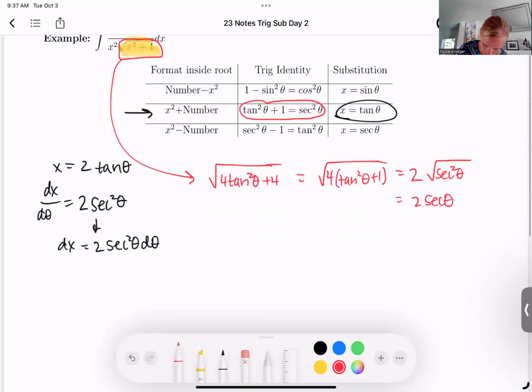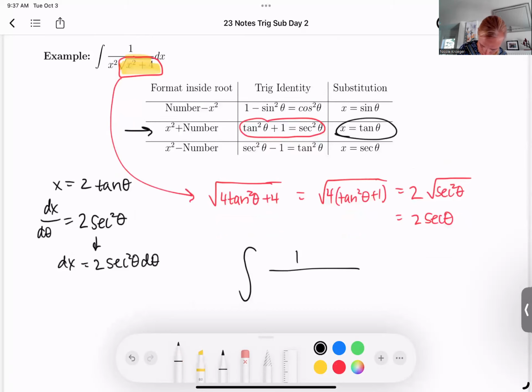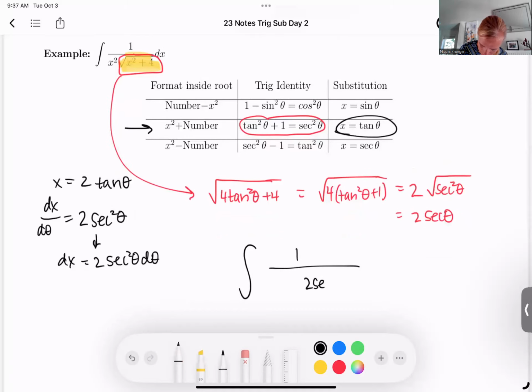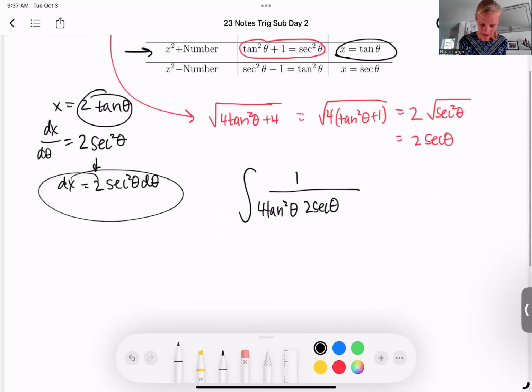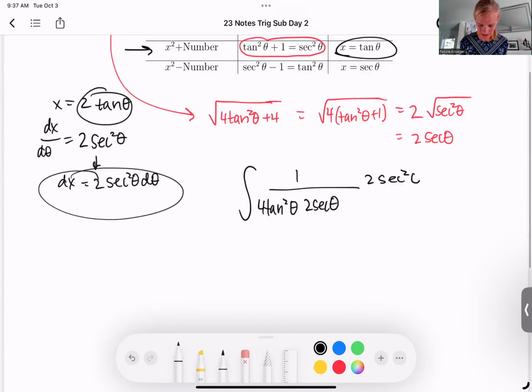So let's rewrite our integral. So we're going to have 1 over, I'll go ahead and put the 2 secant theta for our radical. X squared is going to be 4 tangent squared theta, and then we have to remember to replace the dx. So do not forget to replace the dx. This is even more important than replacing the dx in u substitution. So our dx is this guy, so we have 2 secant squared theta d theta, and now we have to simplify.